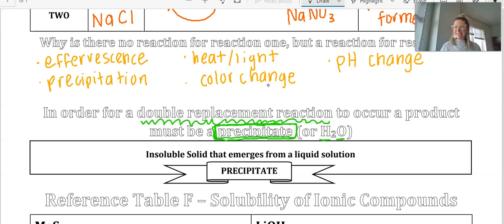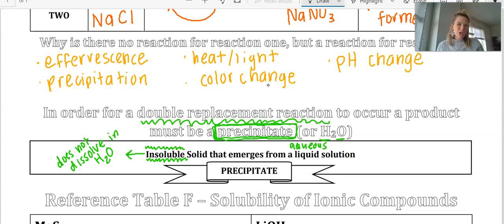So what exactly is a precipitate? A precipitate is an insoluble solid that emerges from a liquid solution, or from an aqueous solution. Think back, we've talked about solubility, we've talked about this term. If something is insoluble, that means it does not dissolve in water. So in order for a double replacement reaction to happen, one of our two products must be insoluble in water. Perfect.